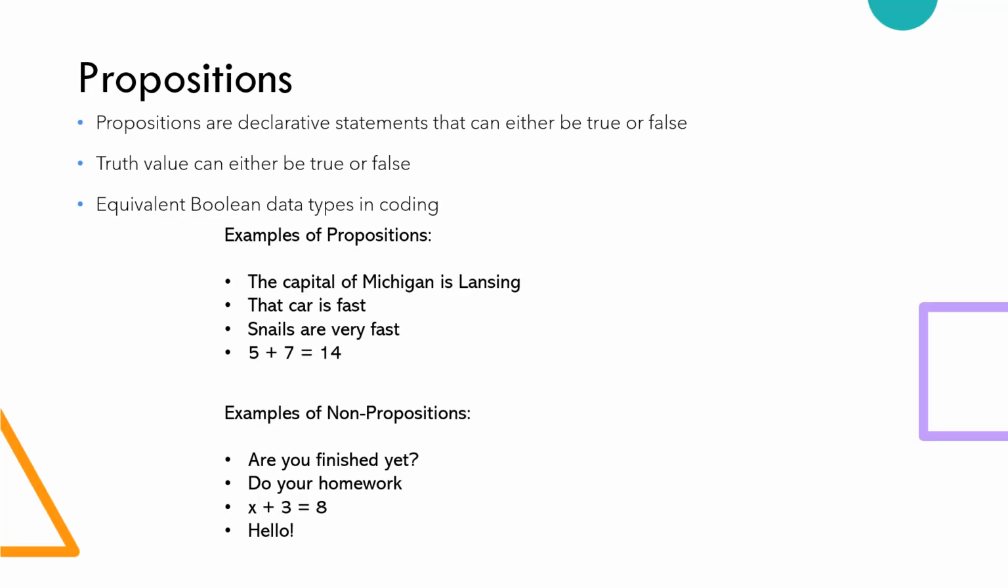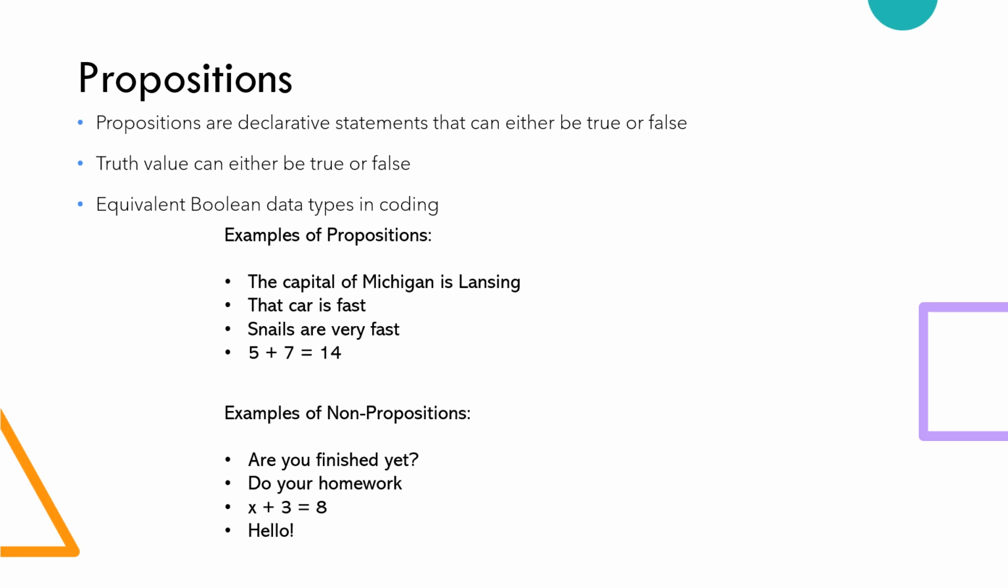So now, what are propositions? Propositions are declarative statements that have a truth value, and that truth value can either be true or false. If you've done coding in the past, it's basically the same thing as a Boolean, right? So here are examples of propositions.